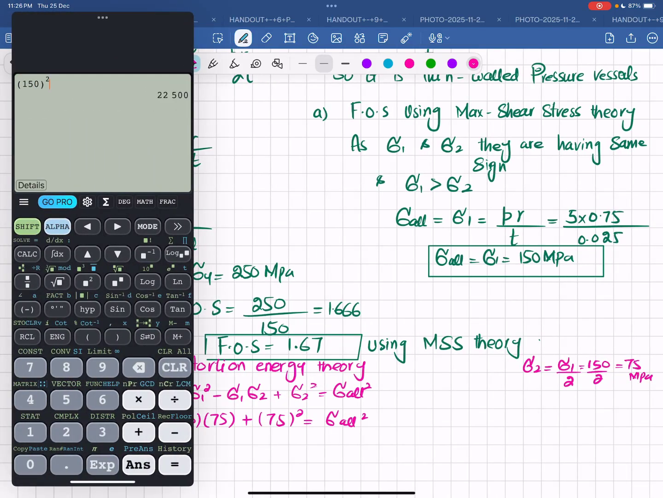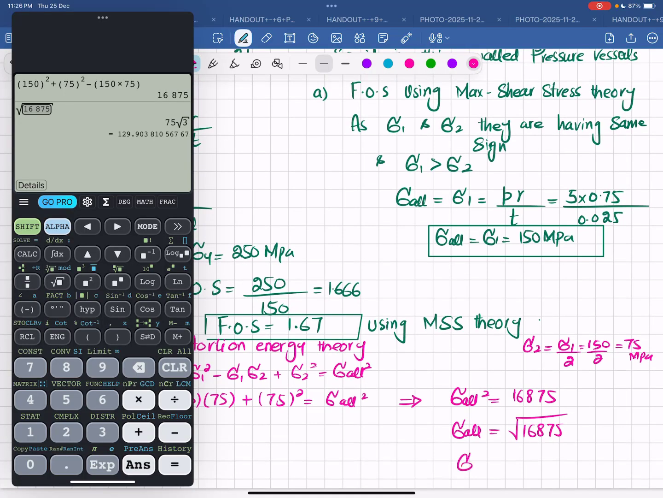So we will calculate that: 150 square plus 75 square minus 150 into 75 will become equal to this. So sigma allowable square is 16875, and the allowable stress will be equal to the square root of 16875. Taking the square root, the answer is 129.9. Sigma allowable is 129.9 megapascal.